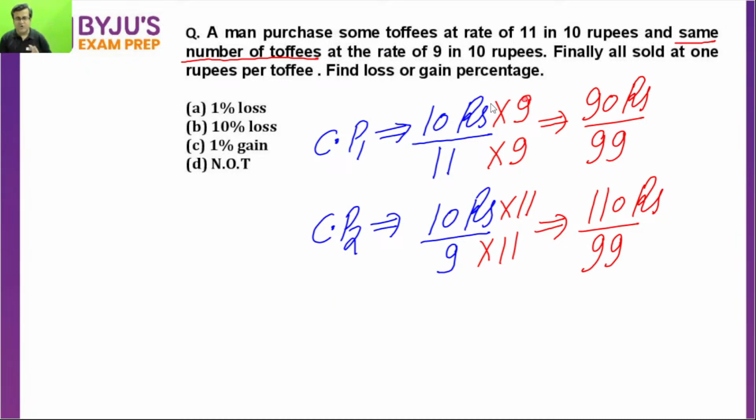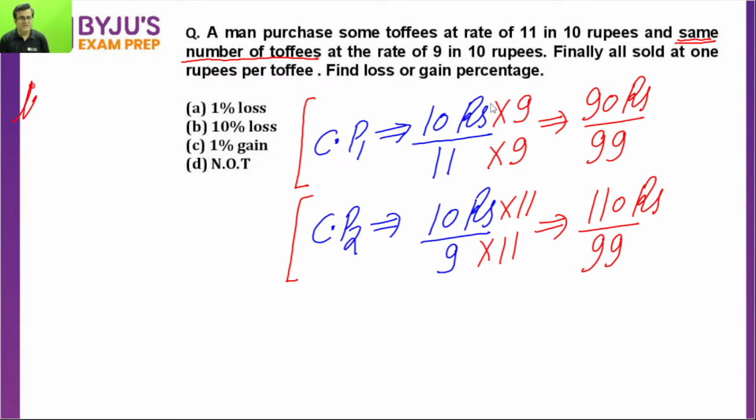A man purchased some toffees at the rate of 11 for 10 rupees, and he again purchased the same number of toffees at the rate of 9 for 10 rupees. So the number of articles must be equal because he used the word same. Both times the number of articles must be equal. Multiplying with 9 and 11 will give you equal numbers of articles. 99 articles, 99 articles. You got 90 rupees, 110 rupees.